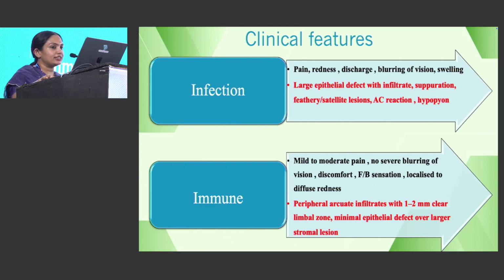Whereas in immune cases, the symptoms will be slightly on the milder side. One, because in HSV patients, the sensations are reduced. And another because the reaction is happening at the stromal level. So mild to moderate pain, no severe blurring of vision. Most likely it will be in the periphery, so vision will not be that much affected. The patient will be complaining of a foreign body sensation, photophobia, and the redness might be localized. On examination, we will usually see a peripheral arcuate infiltrate. There can be a clear zone with the limbus, minimal epithelial defects, and a larger stromal lesion will give us a hint that it is less likely to be infectious.